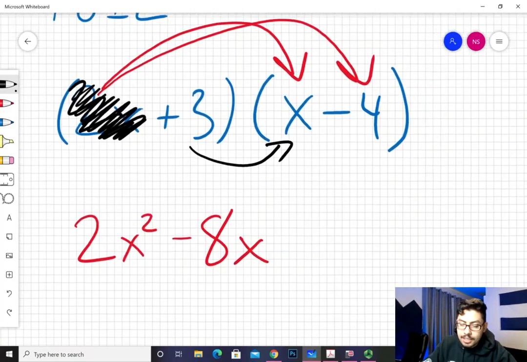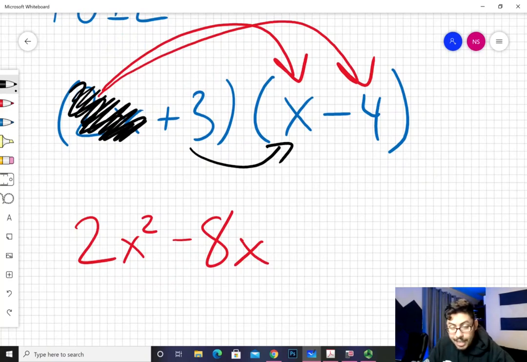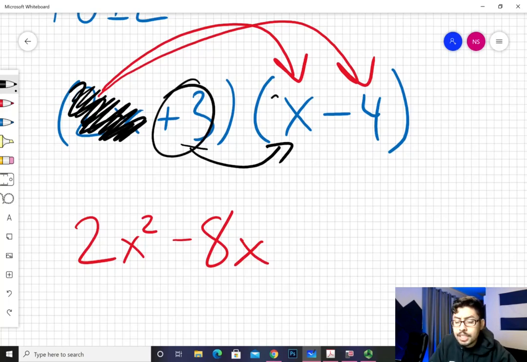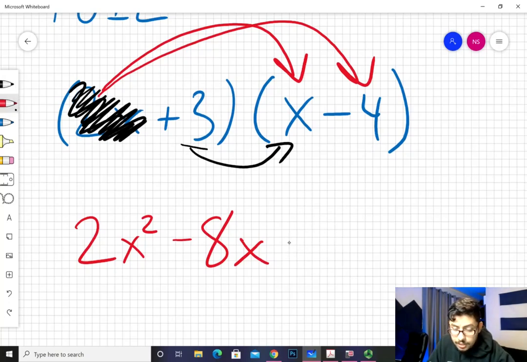So the 3 plus the positive 3 times x, what do we get? Well, ask yourself, what's 3 times the number? Always do the numbers first. 3 times the invisible 1, that gives me my 3. Was it a positive or negative? Well, positive 3 times positive 1 gives me my positive 3. Let's keep it the same color, why not?